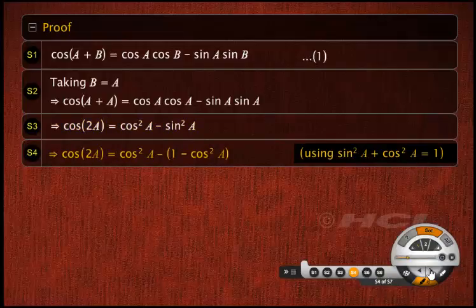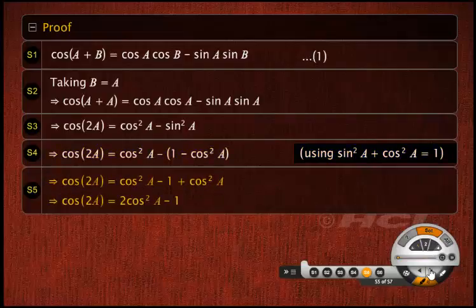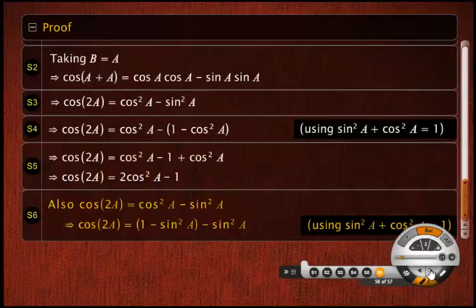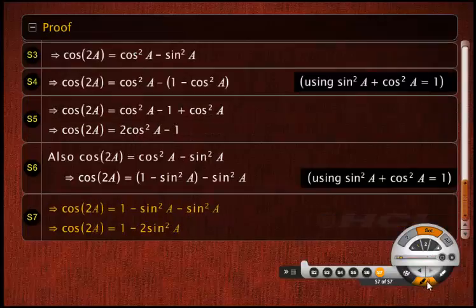Next, rewrite sine squared a as 1 minus cos squared a using the standard trigonometric identity. On simplification, we get cos 2a equals 2 cos squared a minus 1. Also, cos squared a can be written as 1 minus sine squared a using the standard trigonometric identity. On simplification, we get cos 2a equals 1 minus 2 sine squared a, hence proved.